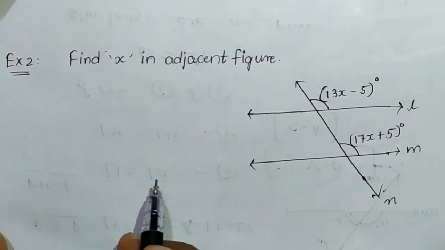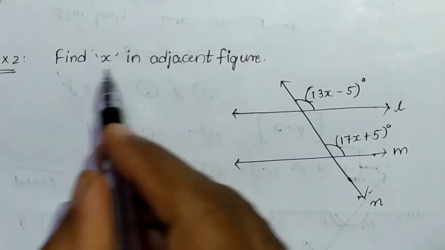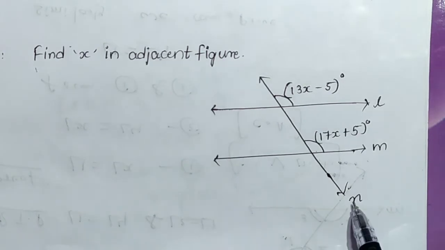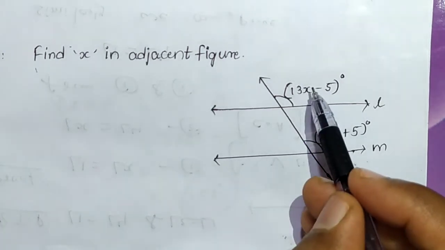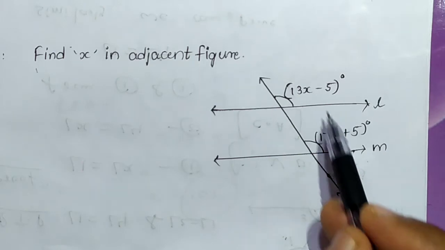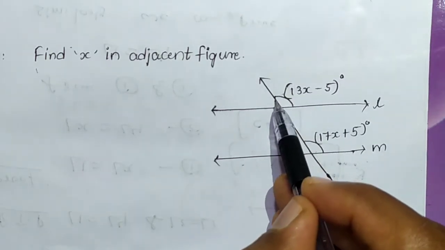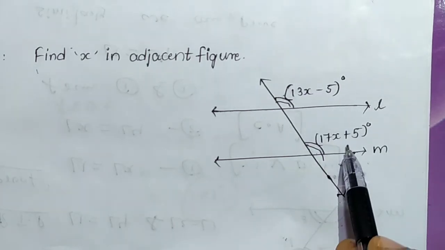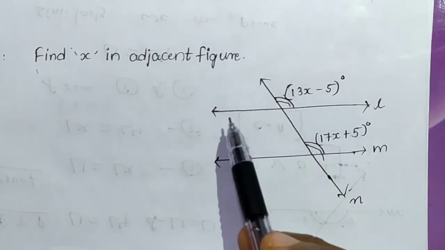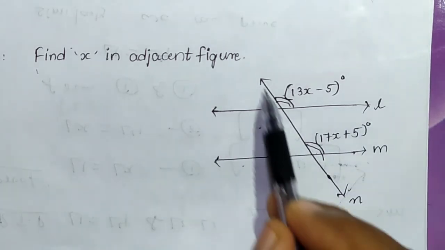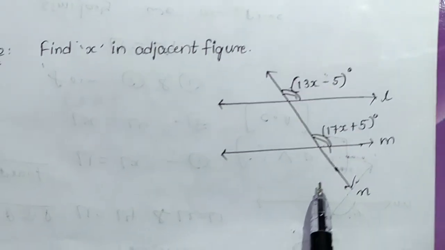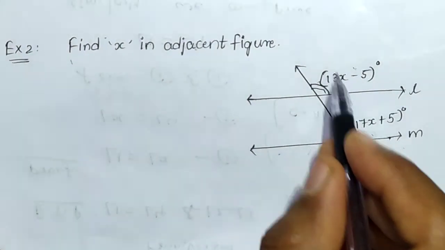Next, go for the second example. Find x in the adjacent figure. In the adjacent figure, L is parallel to M and N is transversal, and they have given two angles. Which type of angles are these two? These two are in corresponding positions, so these two are corresponding angles. Corresponding angles are equal. We know very well, if two lines are parallel and N is transversal, then corresponding angles are equal.